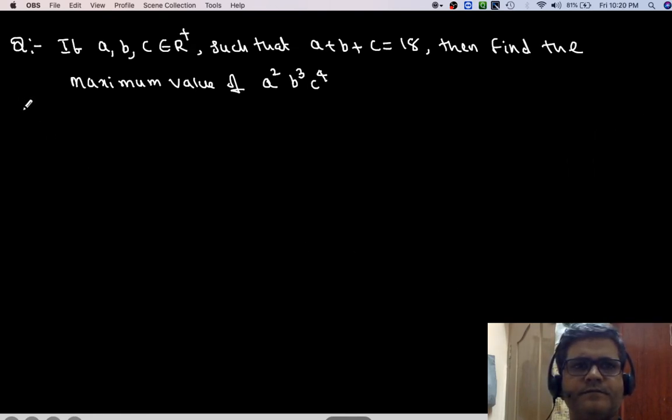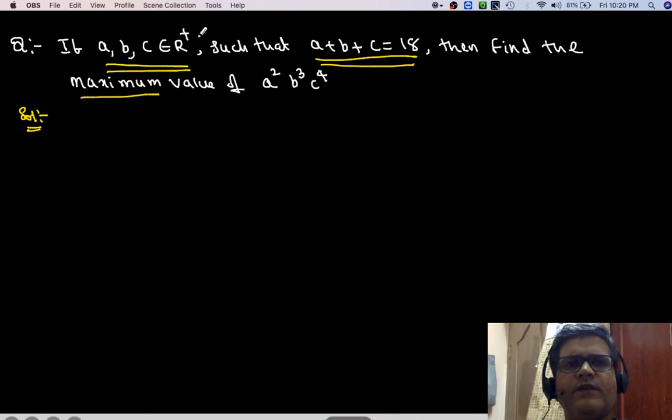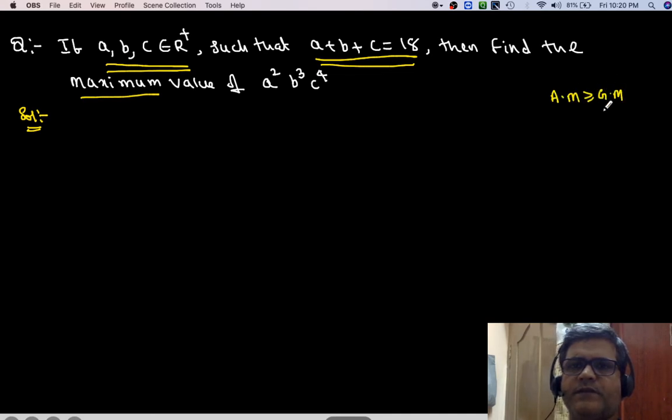Solution: So here in the question, a, b, c, these three quantities are positive real numbers, and the sum of the quantities is 18, a constant, and the question is about the maximum. So in any question, if the given quantities are positive and the question asks to find the maximum or minimum value, then you think of arithmetic mean is greater than or equal to geometric mean first. This is the first point.